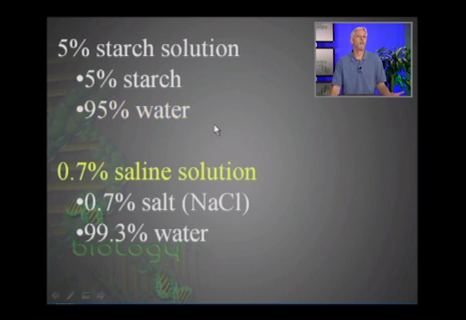I might tell you that a solution is 0.7% saline. Well, what I'm saying there is that it's 0.7% salt. And again, what's unstated in that definition is that since it's an aqueous solution, it would be 99.3% water. So always remember that whenever I talk about a solution, what's unstated is the concentration of the water.